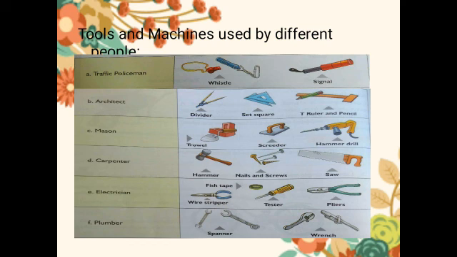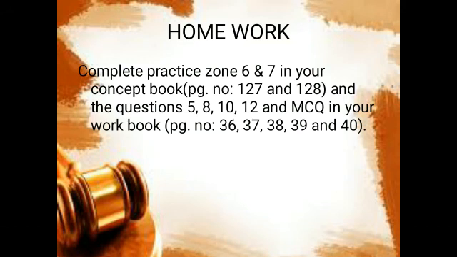Okay, children. So this is about chapter 9, that is machines, simple and compound machines. So what is a simple machine, what is a compound machine, and what are the examples of simple and compound machines, right? And your homework is you have to complete the practice on 6 and 7 in your concept book, and questions 5, 8, 10, 12, and MCQ in your workbook, right?